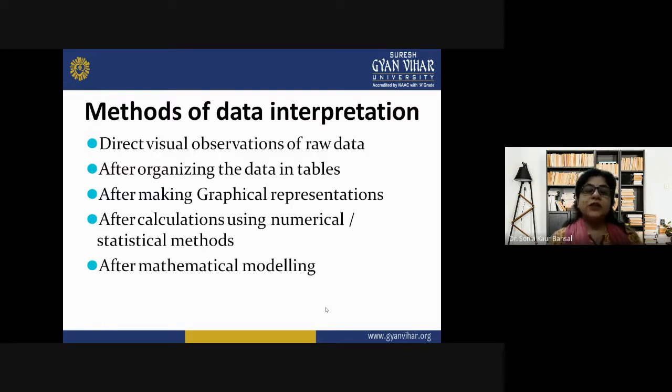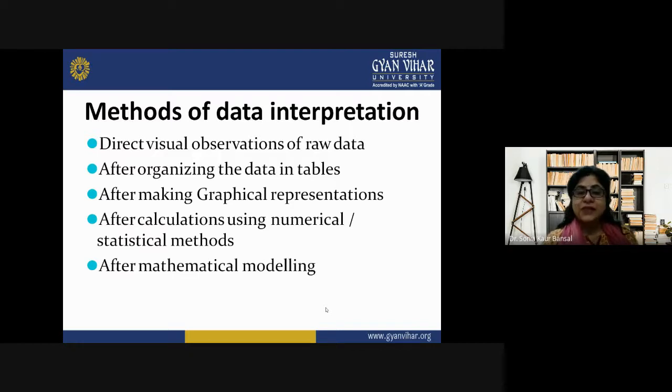First of all, direct visual observation of raw data. Sometimes it happens, students, that you are looking at your data and you easily understand, okay, now the difference is arising that I was thinking of earlier. So this is something visual that an investigator is observing in the raw data. And these numbers will give you a tentative idea that, okay, this is the result I'm going to receive.